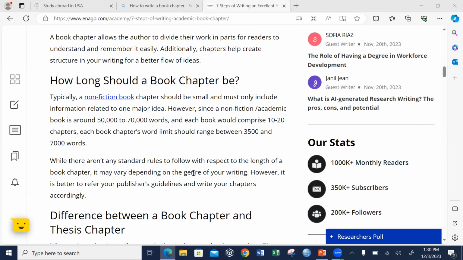So that is also going to inform the author to create the chapters to match the particular number of pages or word count that is required by the publisher. And each book chapter's word count should also range between 3,500 and 7,000 words. So take note of that.